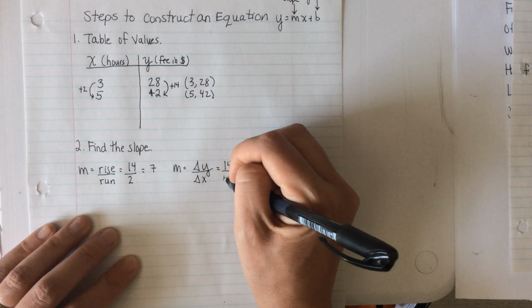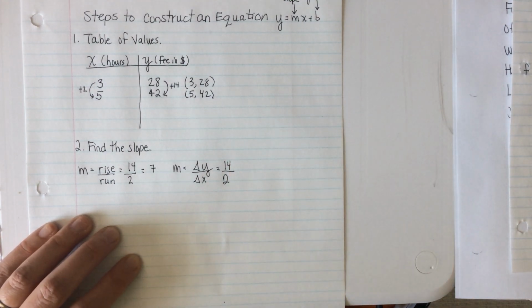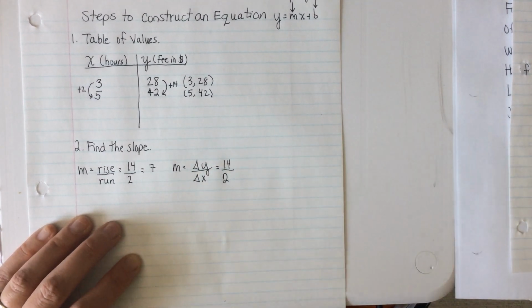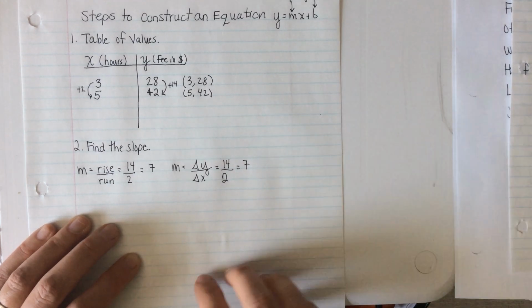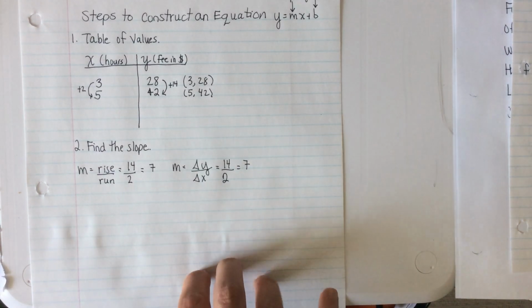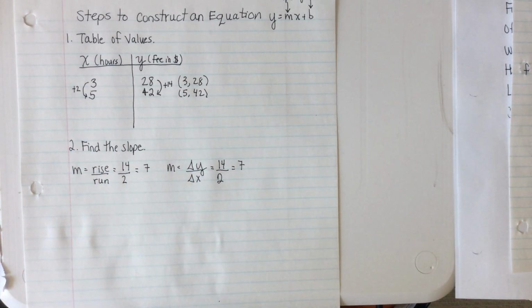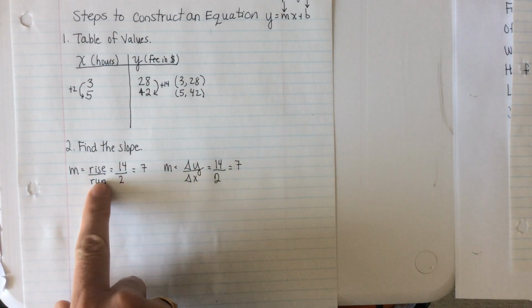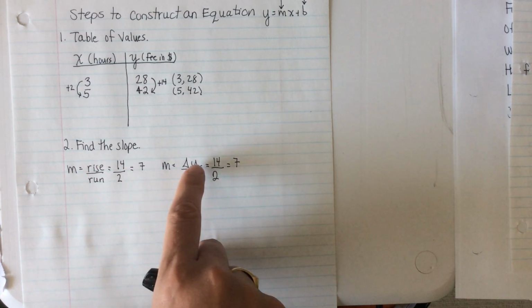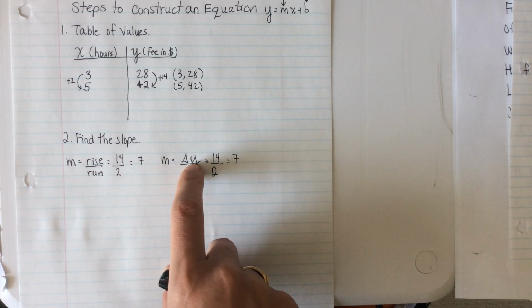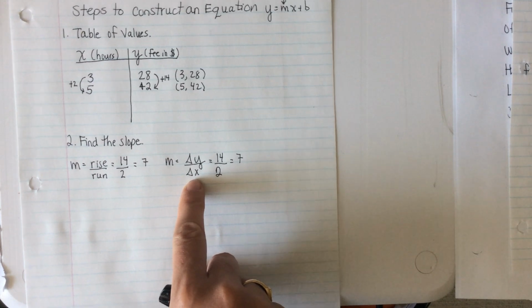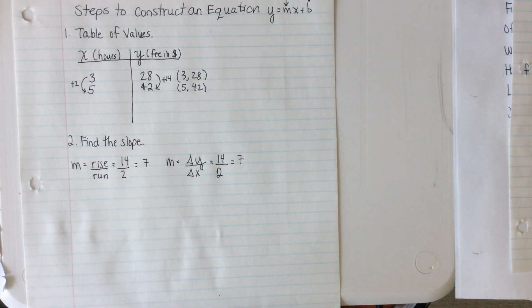Okay? So 14 over 2. So a change of 14 and a change of 2. And that, of course, also equals out to 7. Okay, so you can see that those are 2 ways to find slope, but you're doing the same thing. Rise and run. Rise is just another way of saying how much the y value is changing, and run is just another way of saying how much the x value is changing.